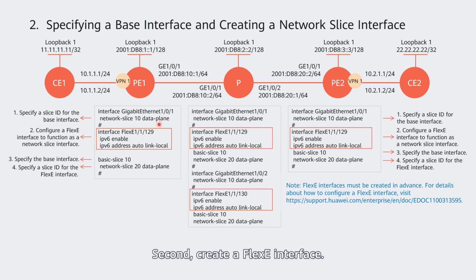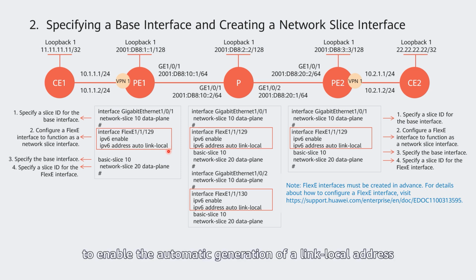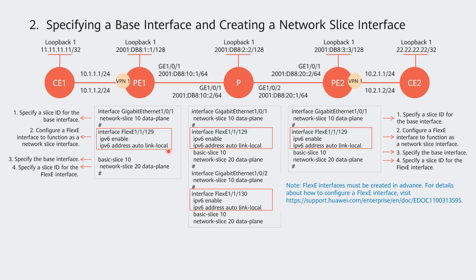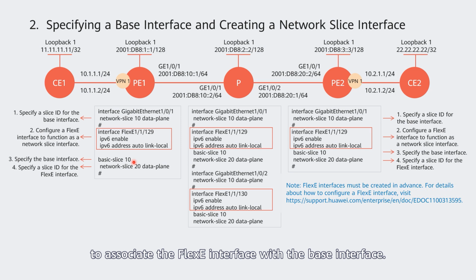Second, create a Flex-E interface. In network slicing scenarios, we also need to run the IPv6 enable command on the Flex-E interface to enable IPv6, and then run the IPv6 address auto link-local command to enable the automatic generation of a link local address for the interface. If we don't run these commands, the IPv6 status of the interface will remain down, and the IPv6 traffic cannot be forwarded. Third, run the basic slice 10 command to associate the Flex-E interface with the base interface.